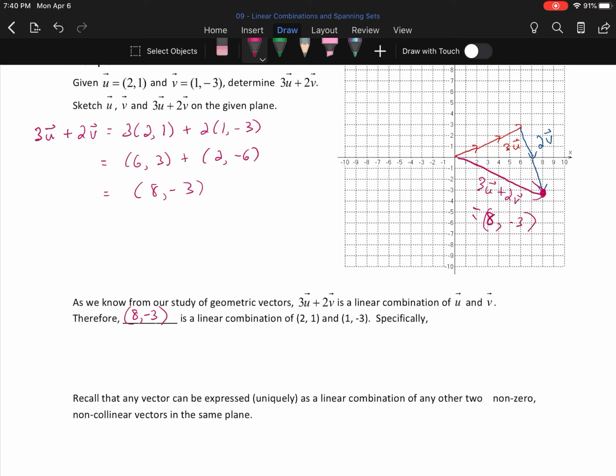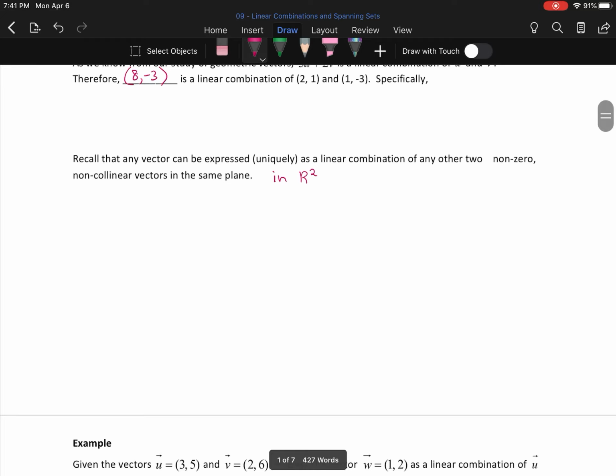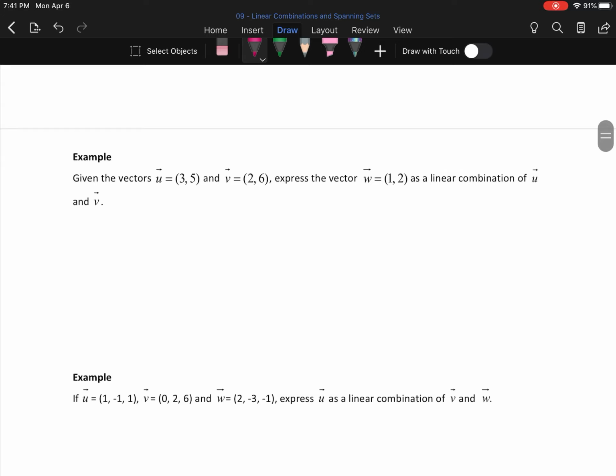So any vector can be expressed uniquely as a linear combination of any other two, as long as they're non-zero and non-collinear. What do we mean by that? If you've got two vectors and neither one of them is zero, and neither one is collinear with the other one, then any other vector can be expressed as a combination of those two. Careful, in R2. Now, if that's not perfectly clear, this lesson's going to make it perfectly clear by the end, so just stay tuned.